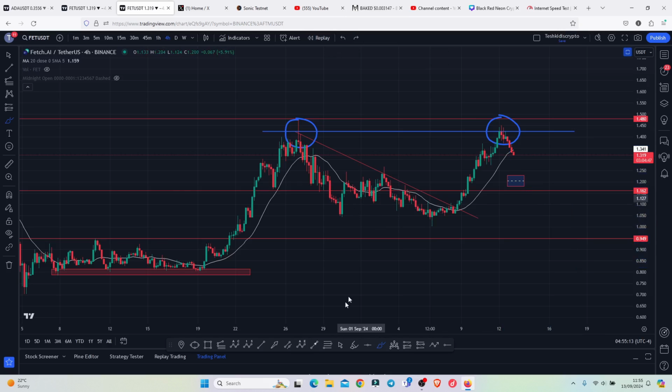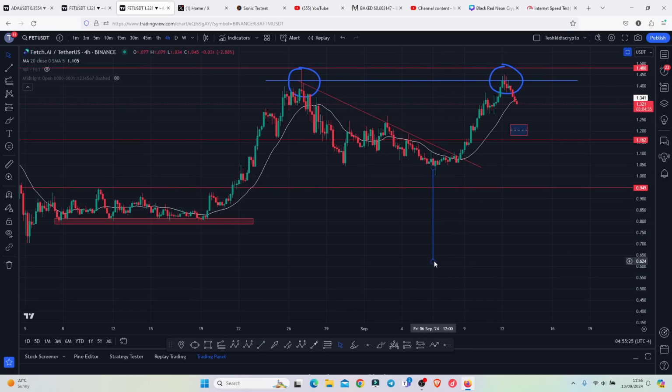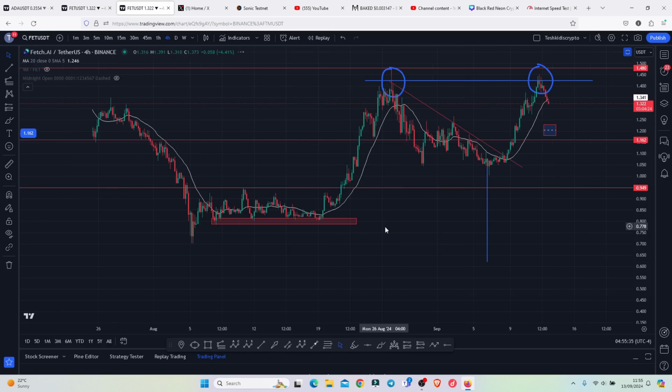whose minimum target areas can be given by getting the height between the tops and the neckline, and we can get that height and then place it below the neckline, giving me a minimum pullback target area to the $0.622 as our minimum target area, and that will be suggesting that there are high chances that we can easily see a breakdown move, giving us a reset of the lows that we made on the 5th of August below the $0.7.